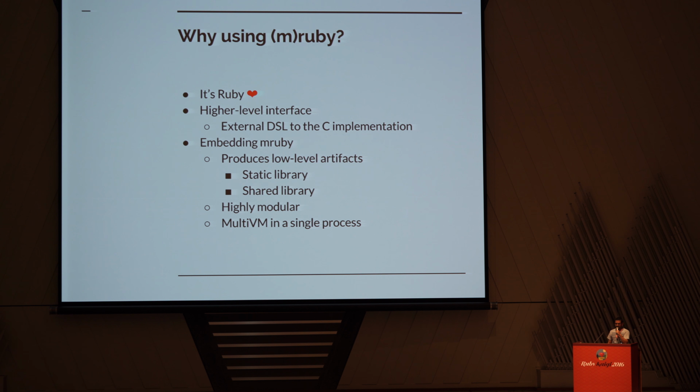Something else that I've been waiting for in the actual C-Ruby implementation, but is by default in mruby, is a multi-VM in a single process. If you link against C-Ruby right now, it's going to be hard for you to have two different VMs at the same time, and probably impossible right now. I'm not sure about this. But with mruby, it's by default. So you can have like 20 VMs, and that's still going to work in a single process.